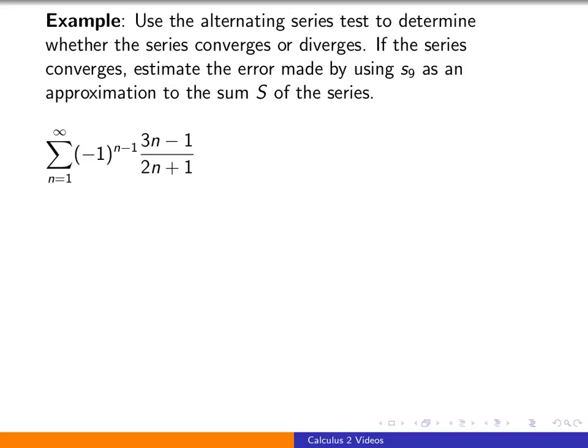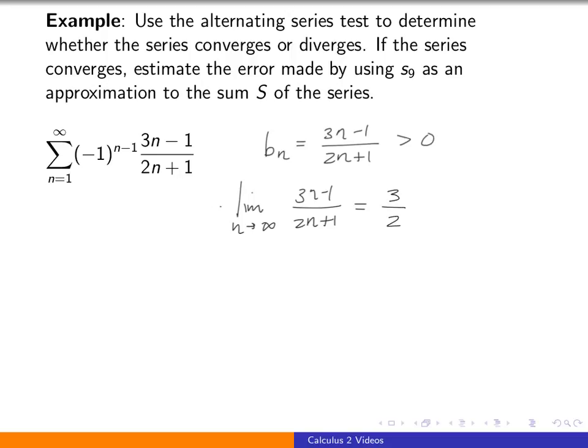Okay, so let's look at a second example. Based upon the form of our series, (-1)^(n-1) times a positive quantity, we very clearly have an alternating series. So our b sub n in this case is (3n-1)/(2n+1). To see if we can get convergence by the alternating series test, we need to check our two properties. The first of which is what is the limit as n approaches infinity of b sub n. Well, this is a rational function in n, degree 1 over degree 1, so we divide the leading coefficients. The value of this limit is 3/2, which is not 0.